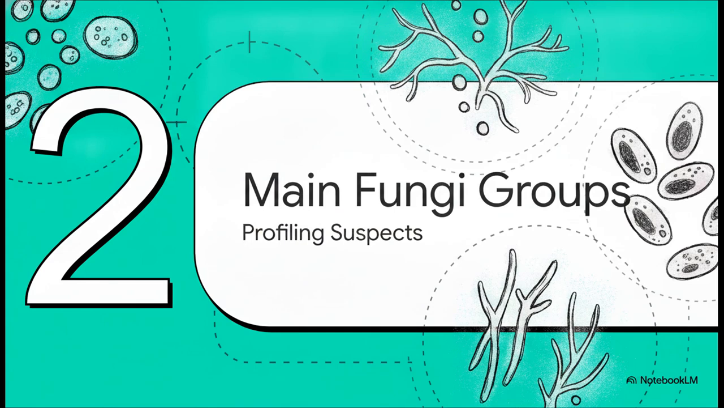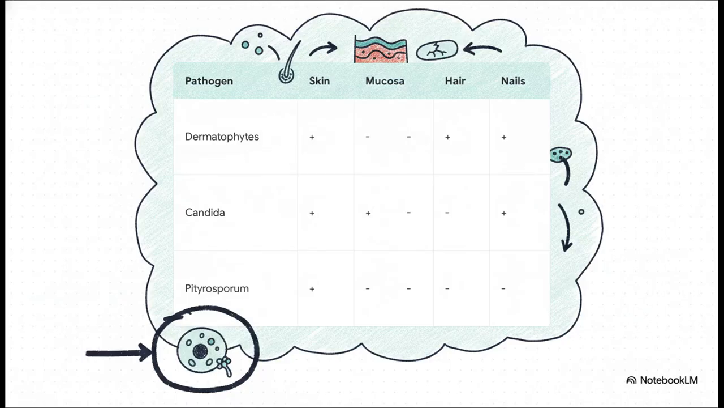Section 2. Main fungi groups, profiling the three main suspects. All right, so our three main culprits each have their preferred target zones. Pityrosporum orbiculare exclusively attacks the skin. It basically stays in its lane. But dermatophytes and Candida, they are highly opportunistic. They definitely do not stop at the skin. They have the biological tools to invade your nails, your hair, and in Candida's case, even your mucosal tissues.